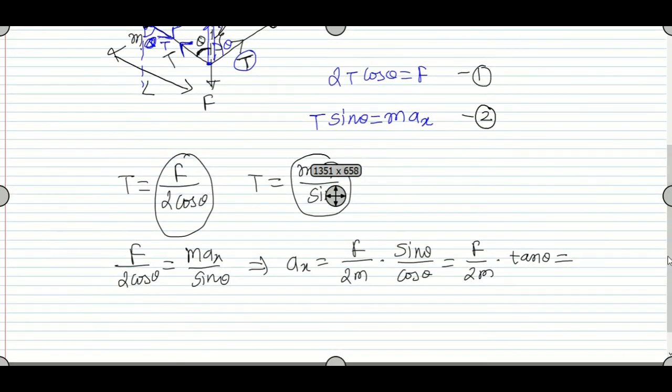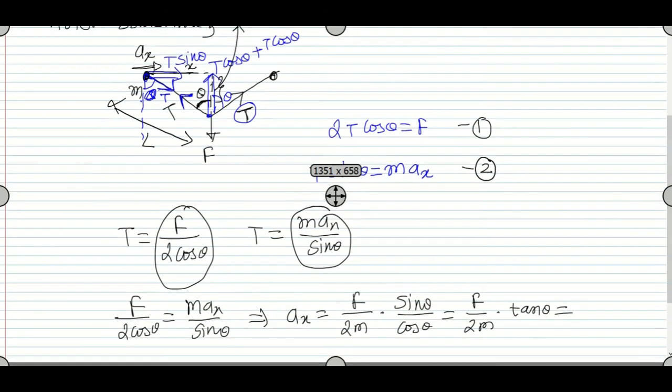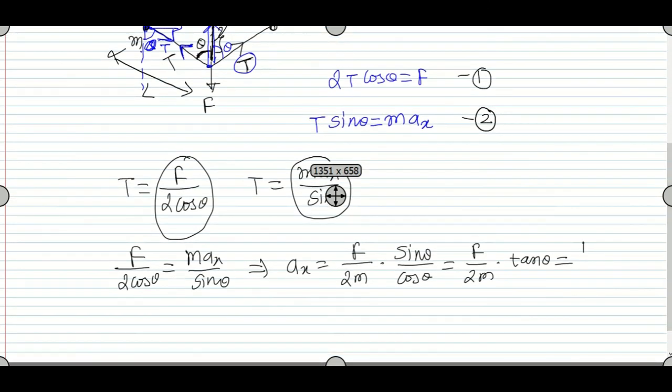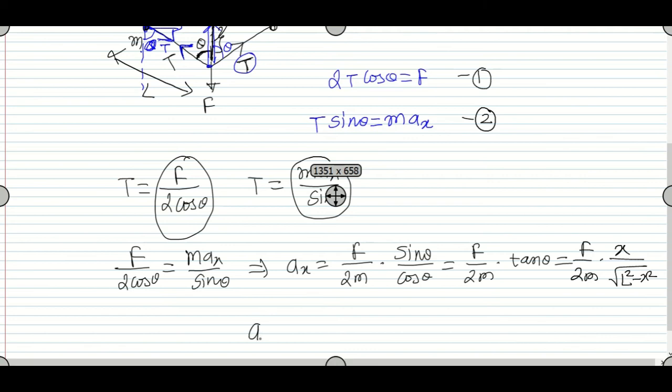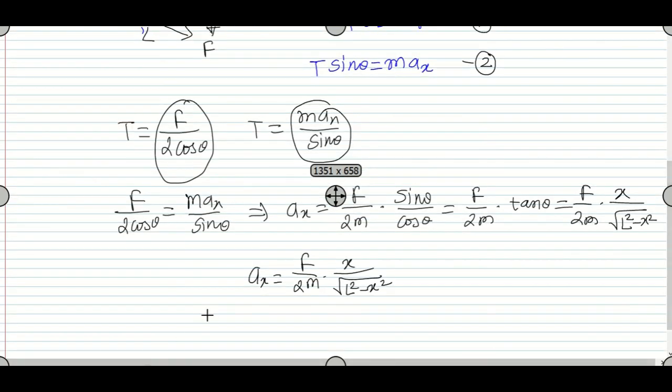So what is tan theta? The tan theta definition we know, that is opposite side by adjacent side. What is the opposite side? It is x. What is the adjacent side? Root of L squared minus x squared. So F by 2m into x divided by root of L squared minus x squared. So the acceleration along the x-axis is F divided by 2m into x divided by root of L squared minus x squared. I think all of you understood this, right?